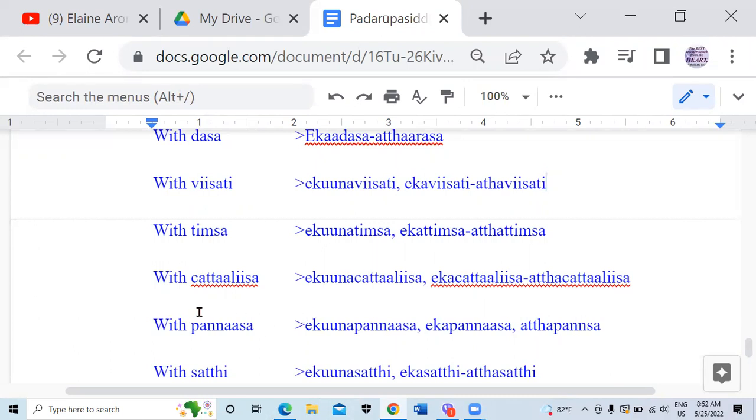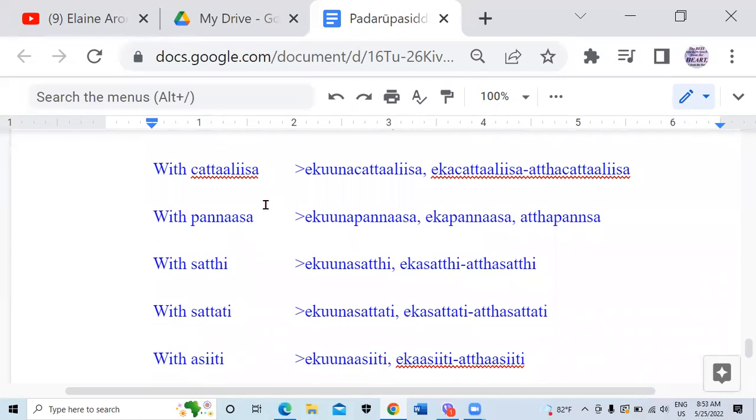Atavisadi. These are also Mishka Sankhya, not Sangita Sankhya. And then with Tensa, we have Eguna Densati, Eguna Densa, to Tensa, etc., up to Atavisa. And then with Chattalisa, 40, Eguna Chattalisa, 39, Ega Chattalisa up to Atta Chattalisa, 48. Okay, these are also Mishka Sankhya.